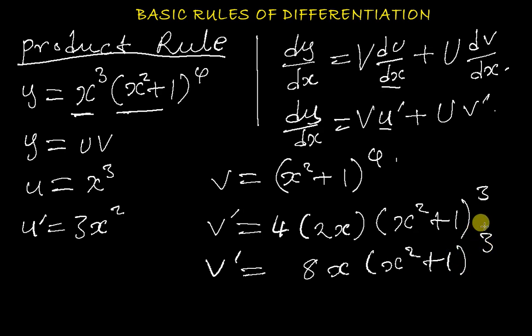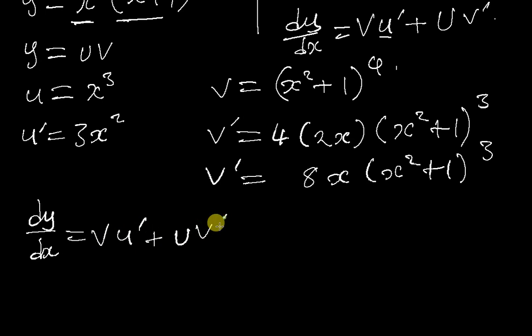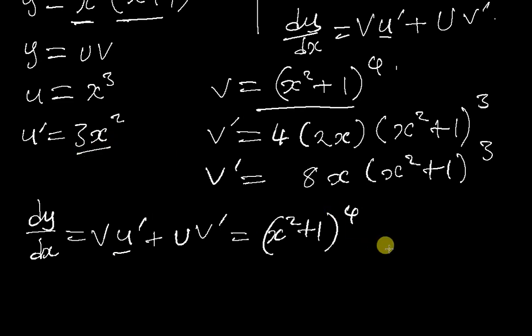Yeah, so let us now apply the product rule. So dy dx according to the product rule is simply v u prime plus u v prime. So now let us replace the values there. Our v is simply this part there. So we put v there, x squared plus 1, then everything raised to the power 4. And then our u prime is simply 3x squared. So 3x squared.